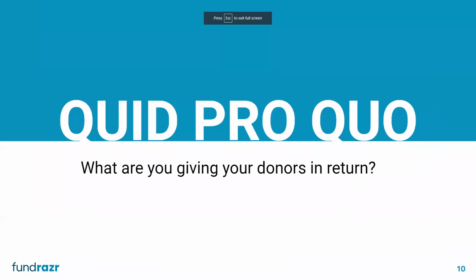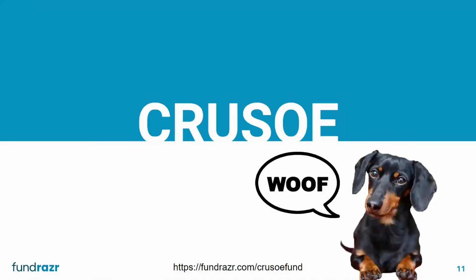The second part of the story that we're going to talk about that a lot of people tend to miss is the quid pro quo. So what are you giving your donors in return? Sometimes this can be a tangible item. An example that we're going to use is the Crusoe campaign.